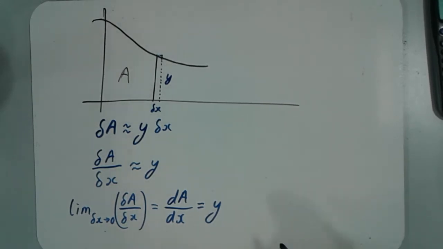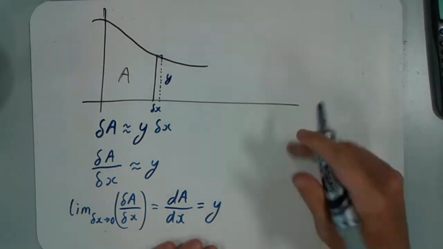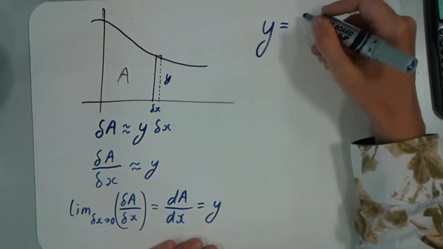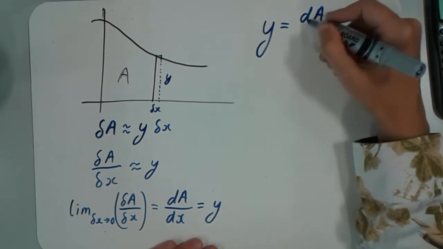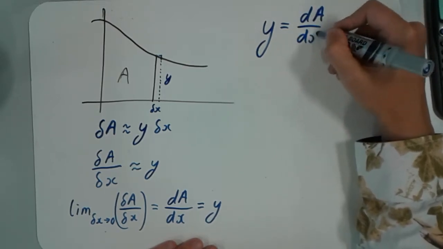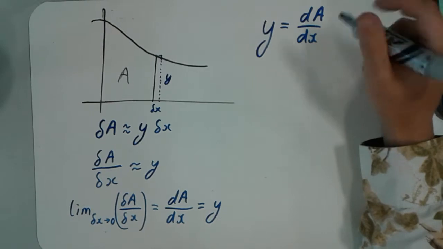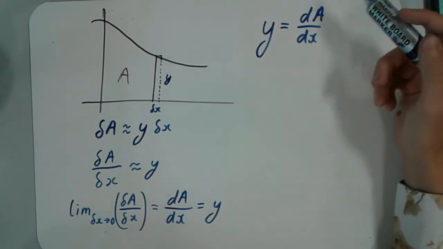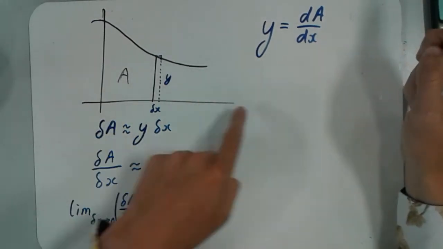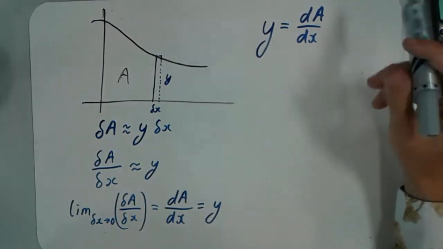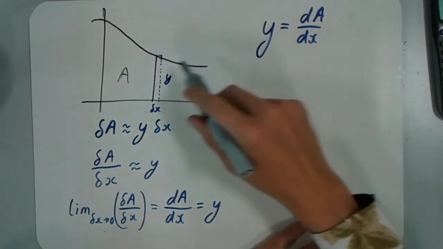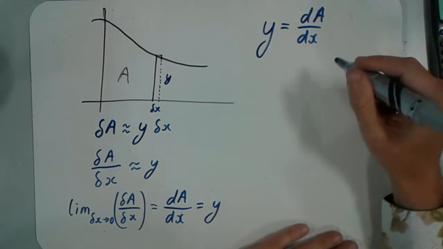So what has this told us? Well, this has told us that y is equal to the derivative of the area underneath the curve with respect to x. Well, that appears helpful, or at least somewhat helpful. Even if I don't know the area, I do at least know the rate of change of area, the gradient of the area, is the height of the graph.